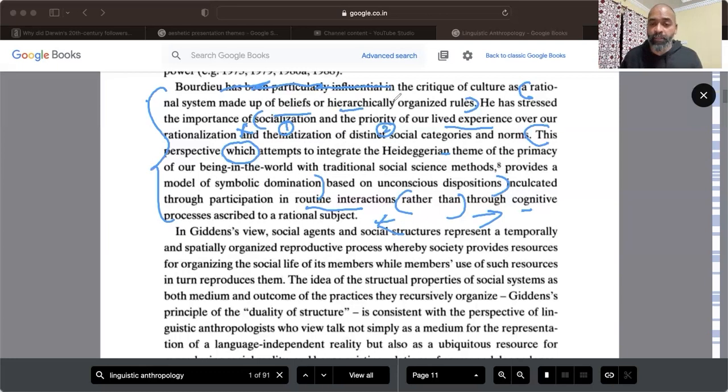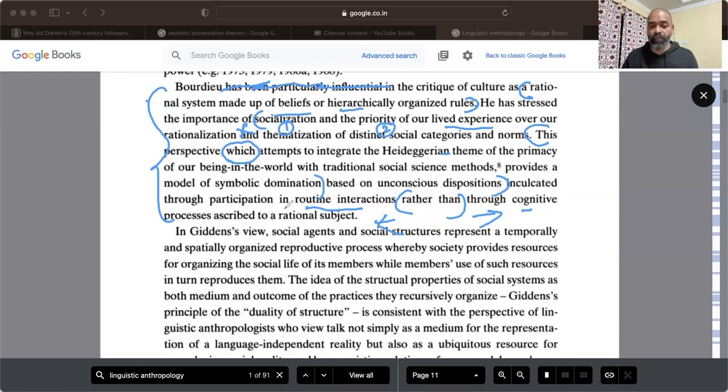Yes, you can. For example, in this case, critique of culture was important, but culture as a rational system made up of beliefs or hierarchically organized rules. Then we move on to the importance of socialization and priority of our lived experience, and then it keeps repeating the same thing. So lived experience or socialization is the most important keyword of this particular paragraph.